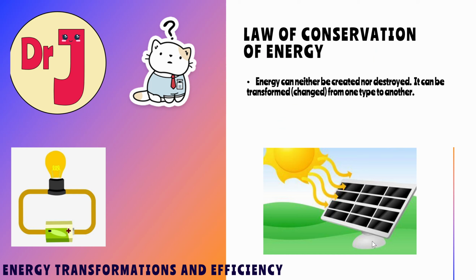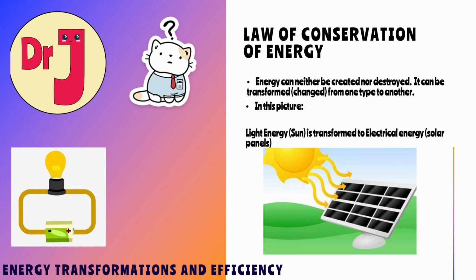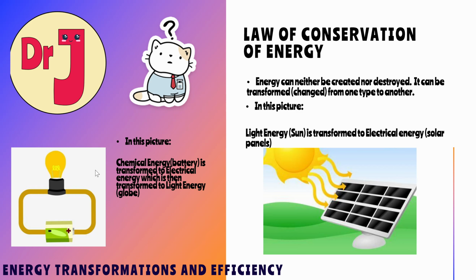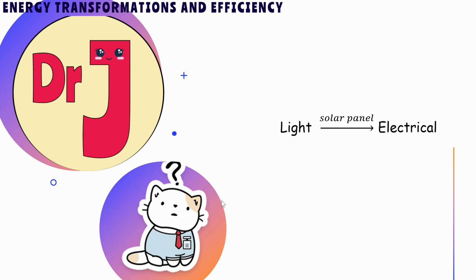The law of conservation of energy is that energy can neither be created nor destroyed, but it can be transformed or changed from one type to another. So in this picture of the solar panel, the light energy comes from the sun. It's then transformed or converted into electrical energy using the solar panels. In this picture over here, chemical energy stored in the battery is transformed into electrical energy, which is then transformed into light energy through the light globe.